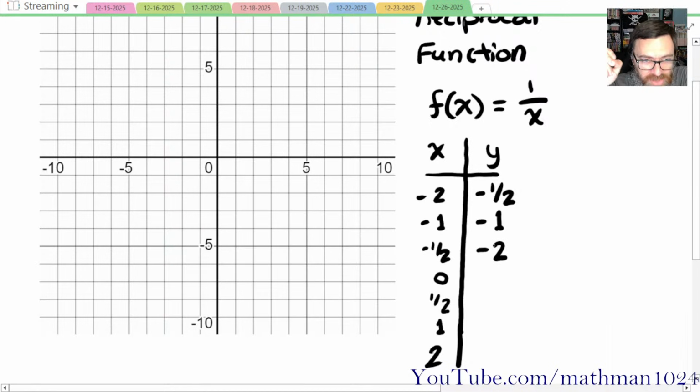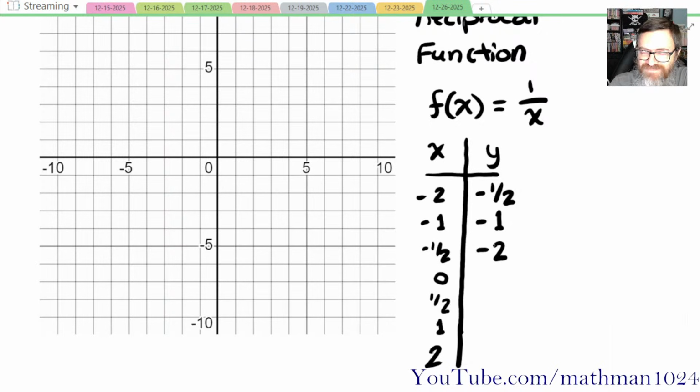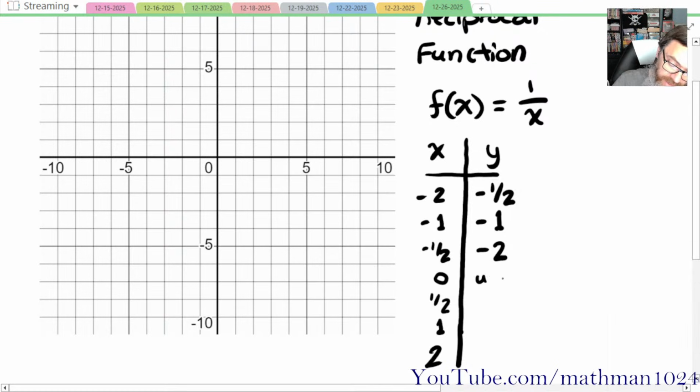Now if I try to plug in 0, well, we have a bit of an issue, because you'd end up with 1 over 0, and as we said before, you're not allowed to divide by 0. It gives you an undefined expression. So right now we see that we're going to run into a bit of an issue here with the domain. It's not all real numbers. Looks like it's going to be everything but 0.